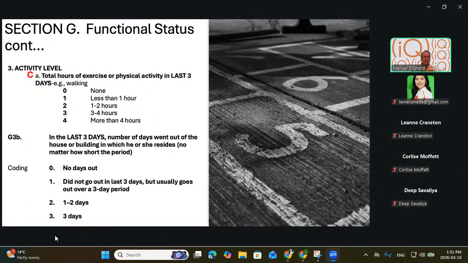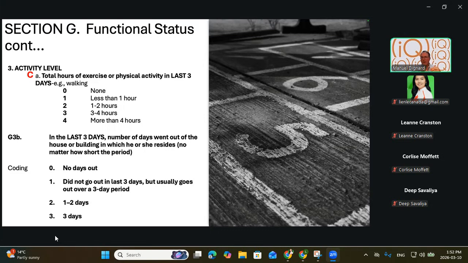All right, this one, there's quite a bit of conversation from our last and the one before that credentialing courses that we gave. So that first one, okay, we're looking at total hours of exercise or physical activities in the last 3 days.